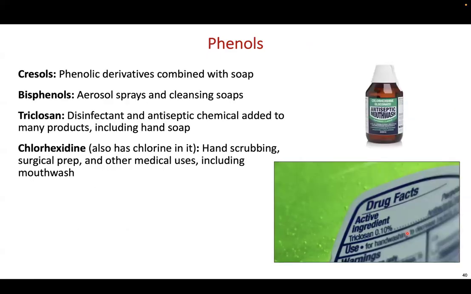Under phenols, as I mentioned on the previous slide, we have cresols, which are basically phenolic derivatives combined with soap. And we also have bisphenols, which are in aerosol sprays and cleaning soaps. Then we have triclosan, which is a disinfectant and antiseptic chemical added to many products, including hand soaps. If you use hand soap, you realize that you have triclosan in it. And then we have the last one, which is chlorhexidine. It is used for hand scrubbing in hospitals and also surgical preparation and other medical uses, including mouthwash. So your mouthwash should have chlorhexidine in it.